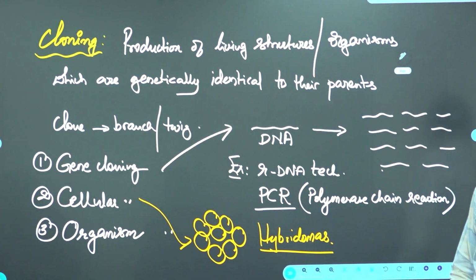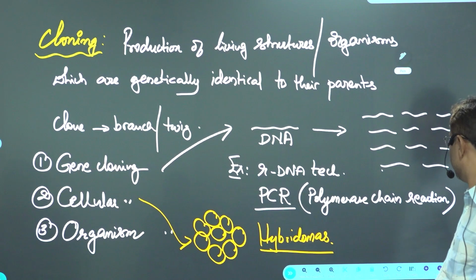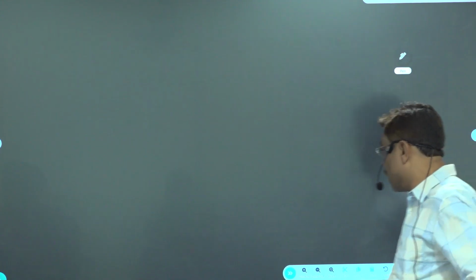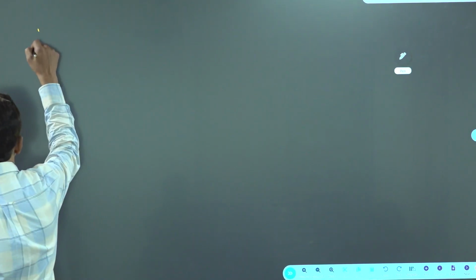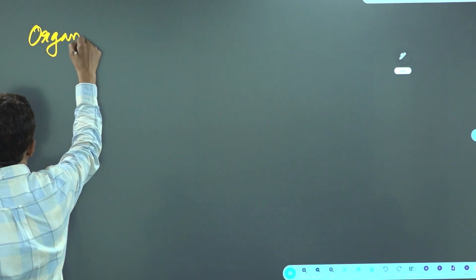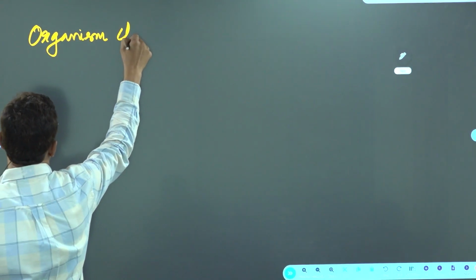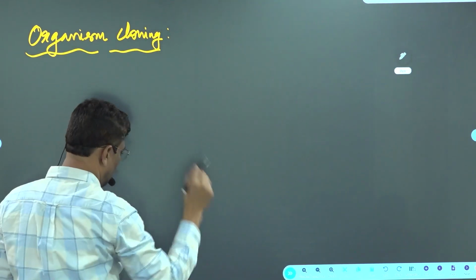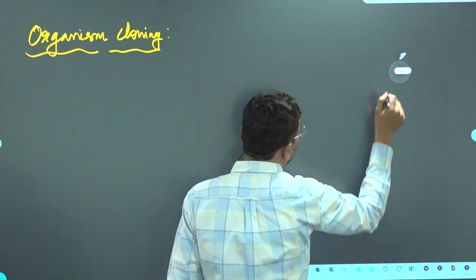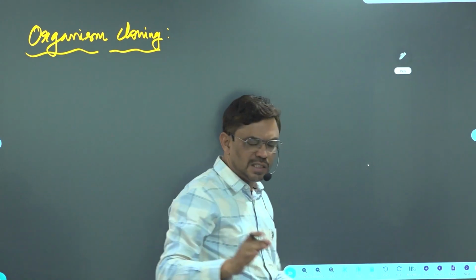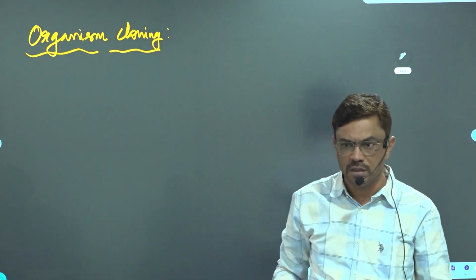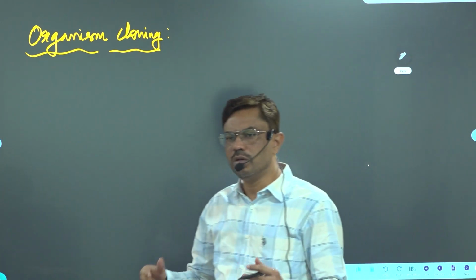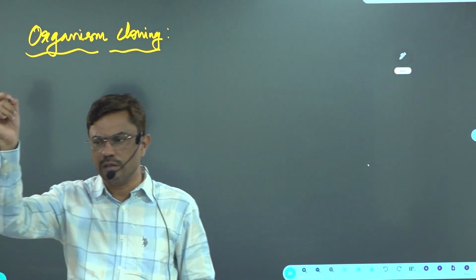So organism cloning. Remember? Organism cloning. This was given in a previous exam. So organism cloning means if an entire organism, a whole organism, is produced from a single parent, which is genetically identical. If the whole organism, suppose, for example, you take any hair follicle.